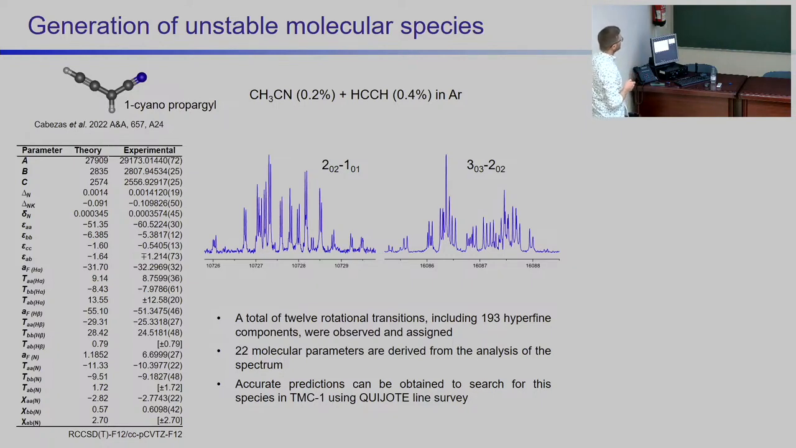them. As you can see, each rotational transition is split in many hyperfine components because this molecule is a radical with 1 free electron that interacts with the nuclear spin of the nuclei, with the hydrogens and with the nitrogen. And that's why each rotational transition appears with many hyperfine components.